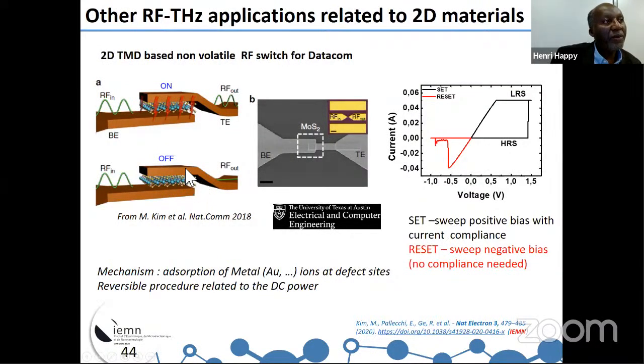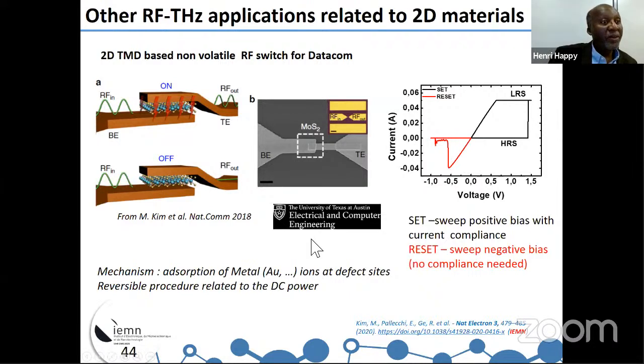Depending on the voltage you applied to this material, the material can switch on or off. That means you have a short circuit between the two metals. This is a monolayer of 2D material. For example, we can put one monolayer of boron nitride in this kind of device. We can show here that this device can switch on and off.